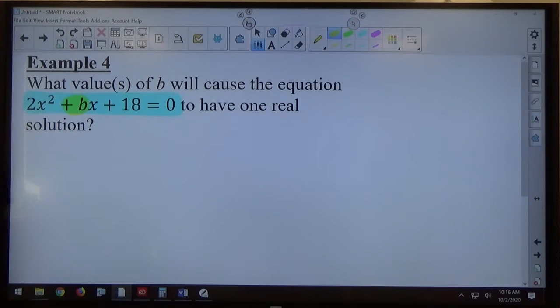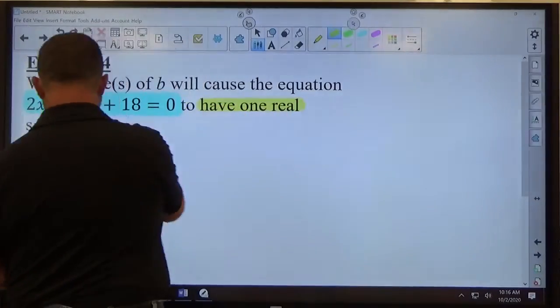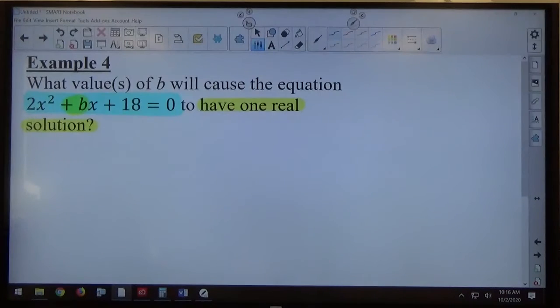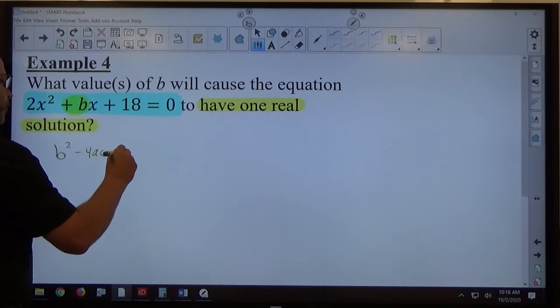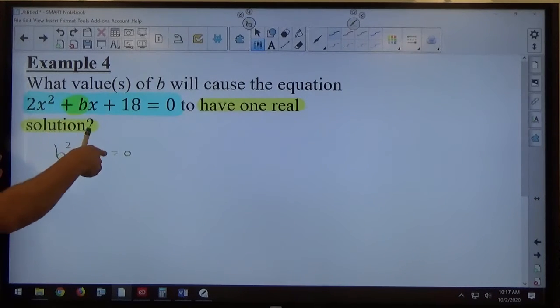All right. The nature of the roots here, it says we have one real root, one real solution. What does it mean if we have one real solution about b squared minus 4ac? It equals 0, right? If I wanted to have two real roots, it would have to be greater than 0. We're solving an inequality then. If we wanted to have two complex roots, it had to be less than 0. All right, but we want to know what equals 0, right?